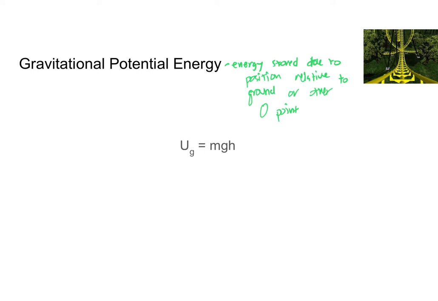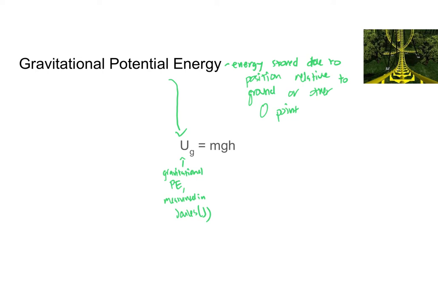So with that, we're going to use the symbol U sub G, or just U, to represent gravitational potential energy. And so again, that's our gravitational potential energy, which I'll sometimes represent with just PE. We're going to also measure that in joules. And like kinetic energy, potential energy is a scalar.